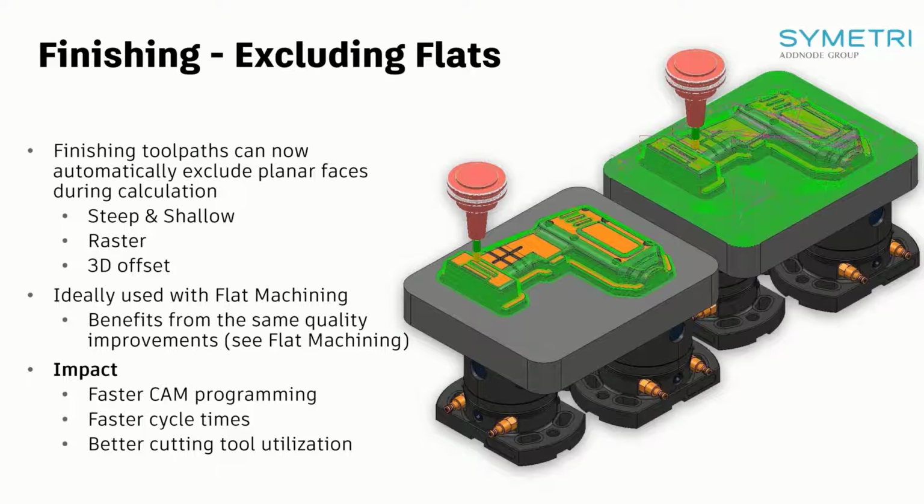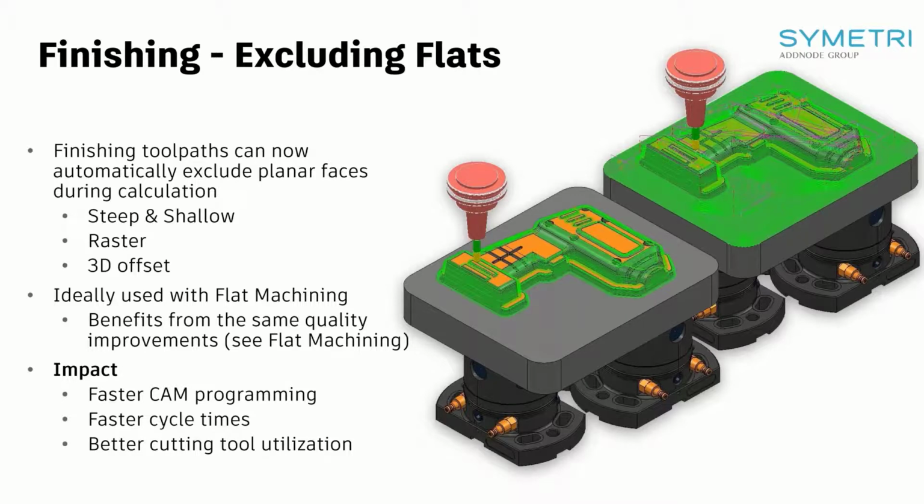So finishing toolpaths can now exclude planar faces during calculation. So steep and shallow, raster, 3D offset, and we can eliminate those flat faces. Traditionally we'd take those flat areas, select them and put them into what we would call a thickness set or a group, and we'd tell the software to do a collision avoidance against them. And that's worked well up until now.